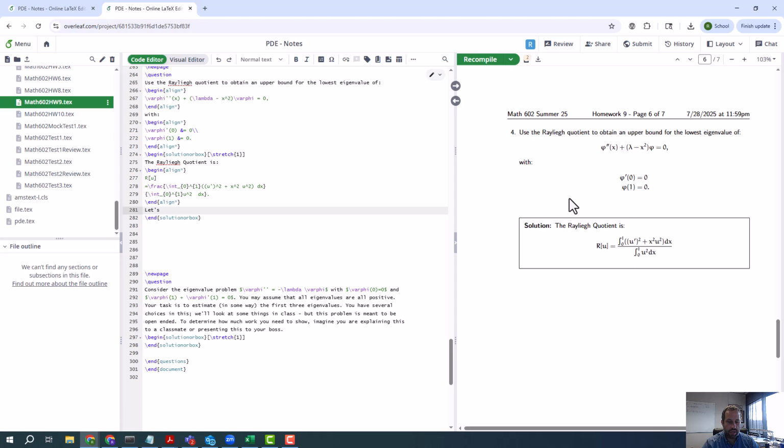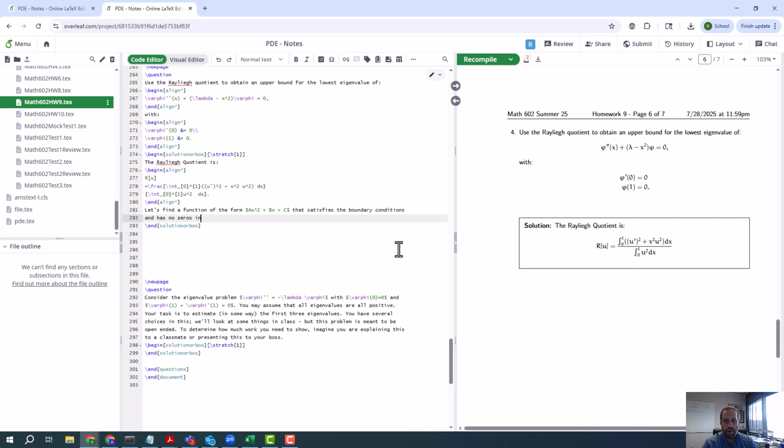Okay, so let's try to find a function of the form ax squared plus bx plus c that satisfies the boundary conditions and has no zeros in the interval 0 to 1. Now of course u of 1 should be equal to 0. Let me call this u of x.